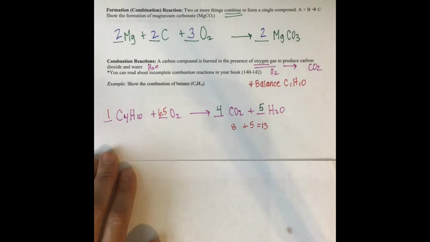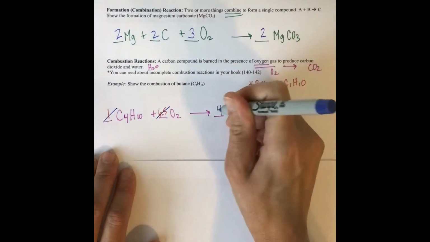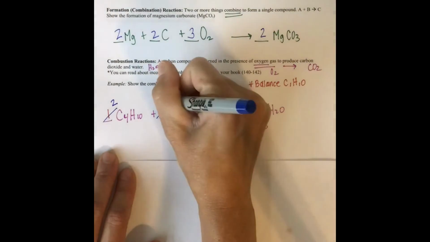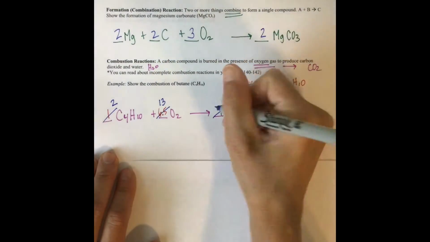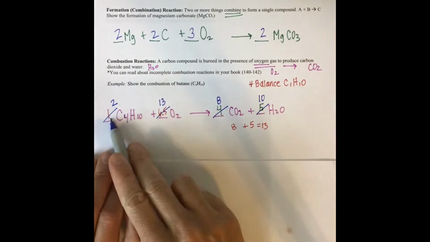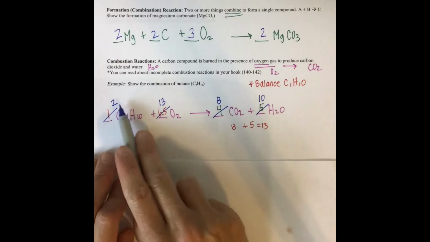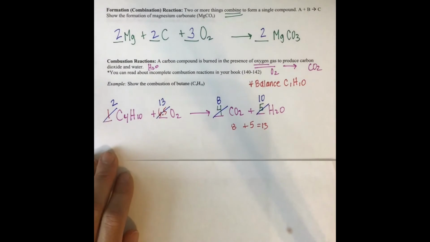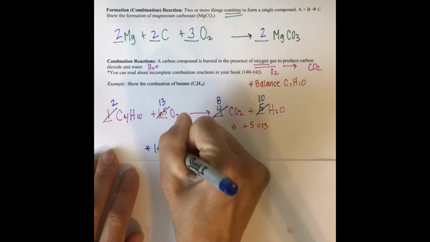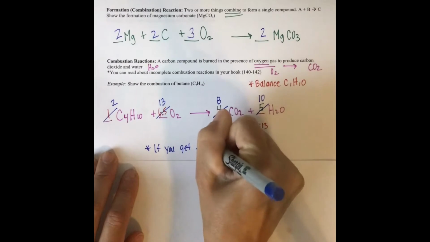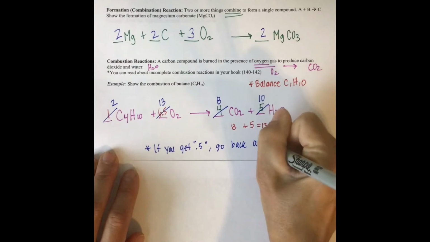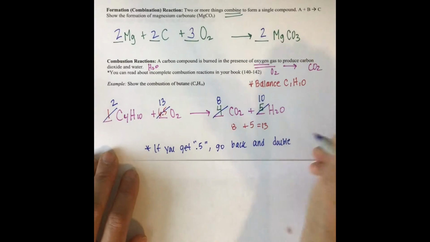Well, if you run into that case, you are going to go back through and you're going to double everything. 2, 13, 8, and 10. They're still in the same ratios to each other, but now we have nice even whole numbers as our coefficients. So I always say if you get 0.5, go back and double.